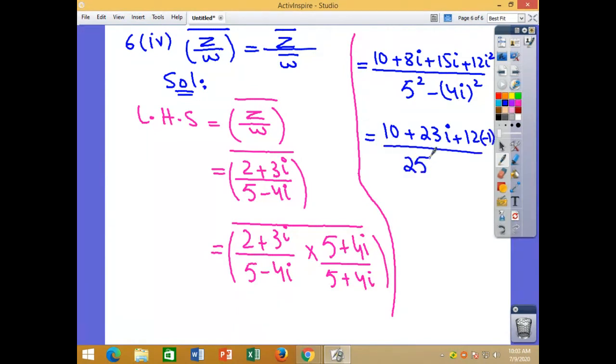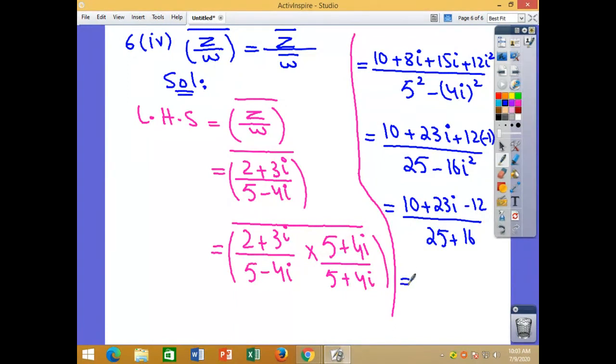What is the square of 5? The square of 5 is 25. And 16 iota square. After more simplification, 10 plus 23 iota, -12, divided by 25 plus 16. Here we directly replace iota square by -1, and instead of -16 into -1, we directly write its positive 16.